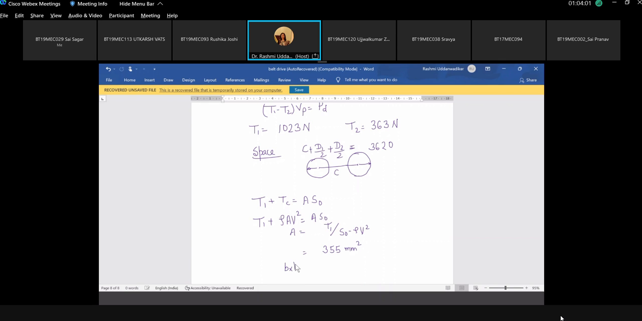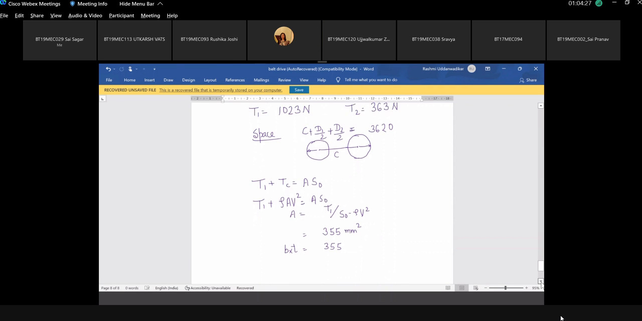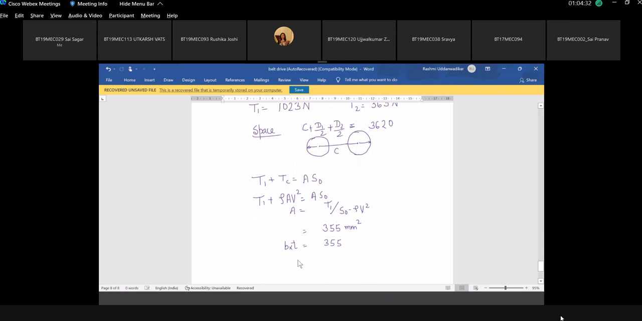How do you get the cross section now? Area is B into T, which is 355. Thickness of the belt is normally taken as 0.02 times the diameter to 0.03 times the diameter. This is again given in the data book: 0.02 is normal and 0.03 is the maximum. Should I take a value in between, 0.025 times D1? You can go with 0.02 as well.